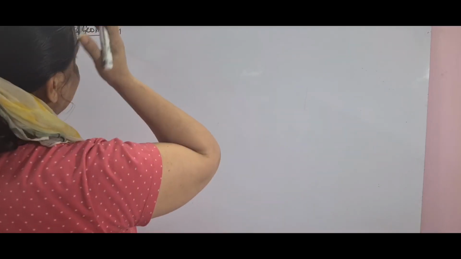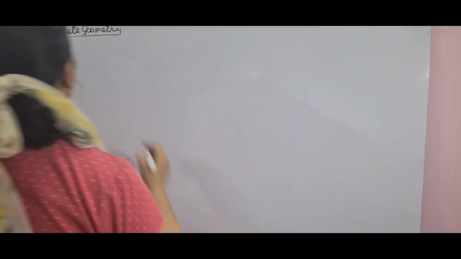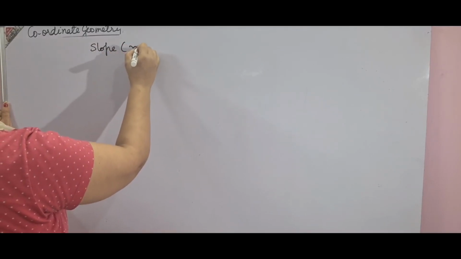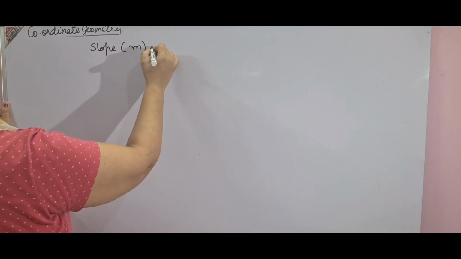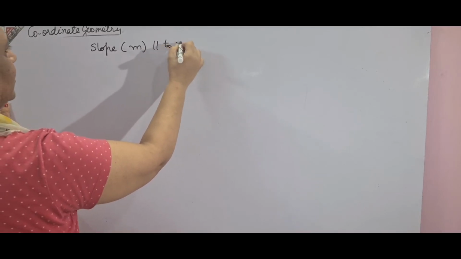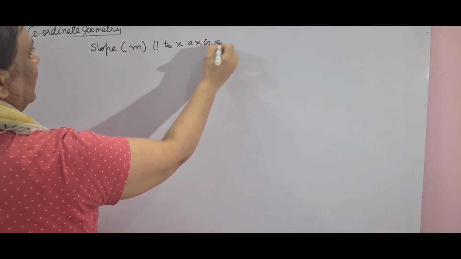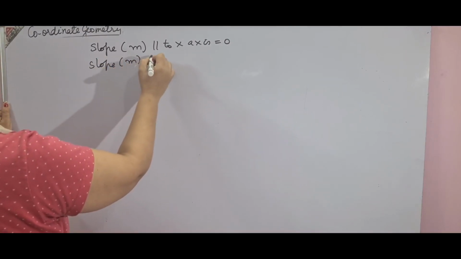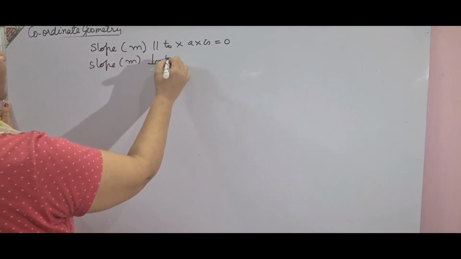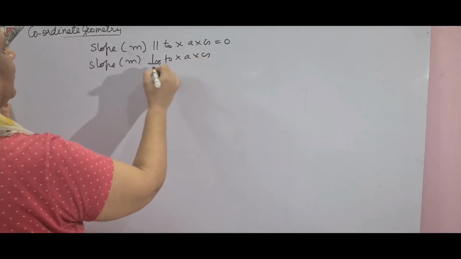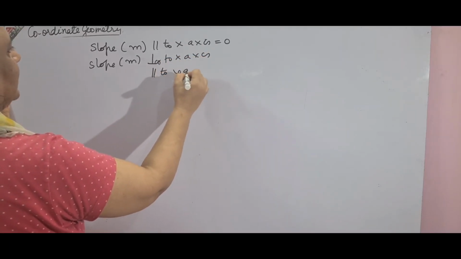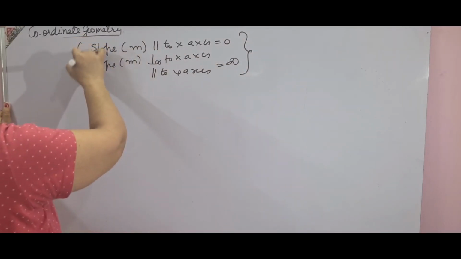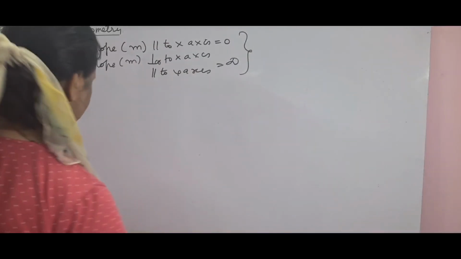And similarly, the slope, I'm using the new word, is denoted by the letter m. The slope of a line parallel to the x-axis is always 0. Remember this. The slope m of a line perpendicular to the x-axis, or in other words, parallel to the y-axis, is never defined. So these two things you have to learn by heart. These are the base of the questions.